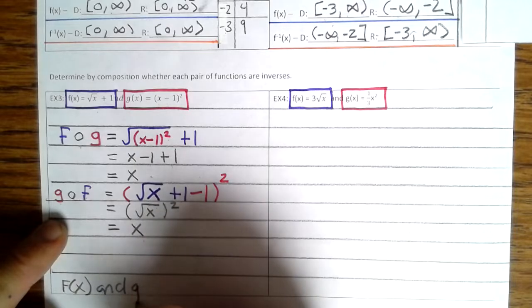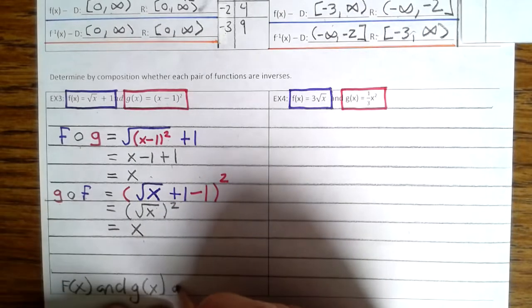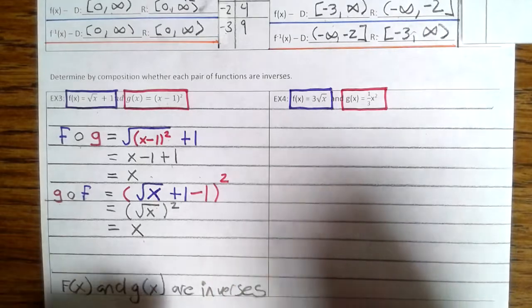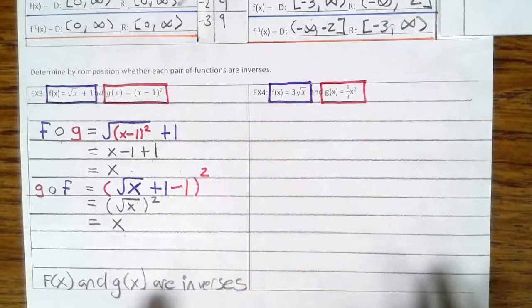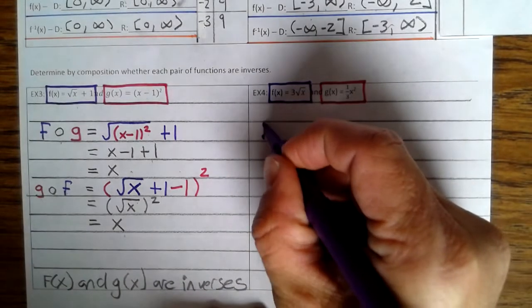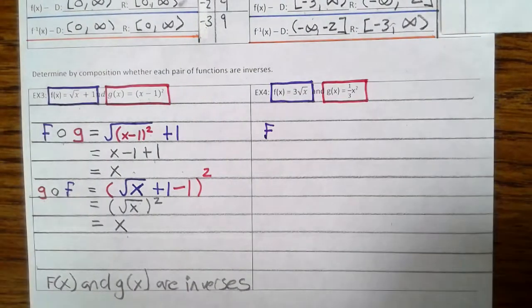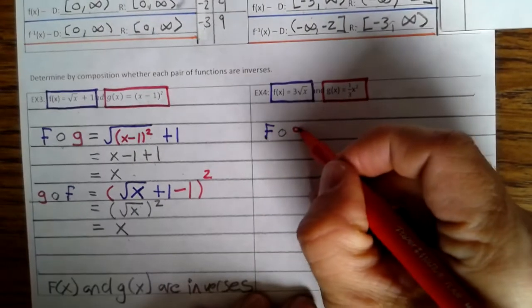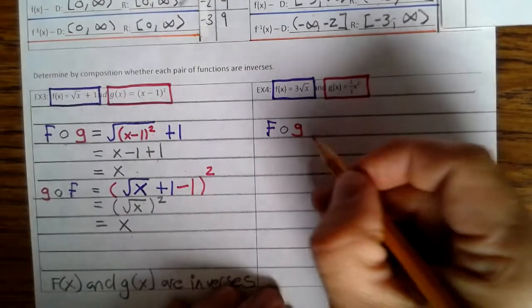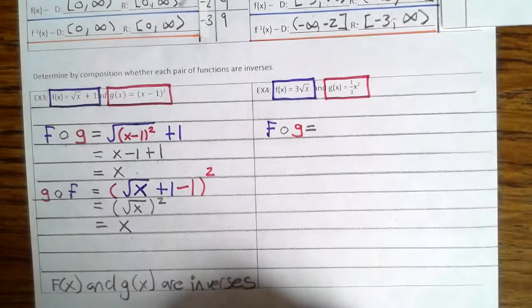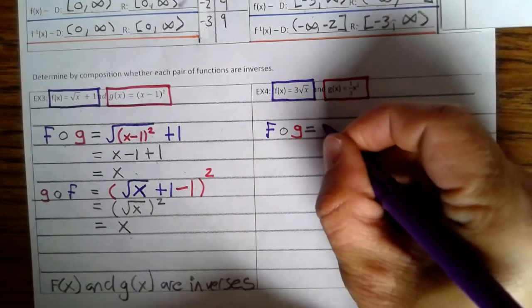All right, now let's take a look at example 4. So we need to do f of g. So this is where we're going to substitute g in for x. So that's 3 square root of 1 divided by 3 x squared.